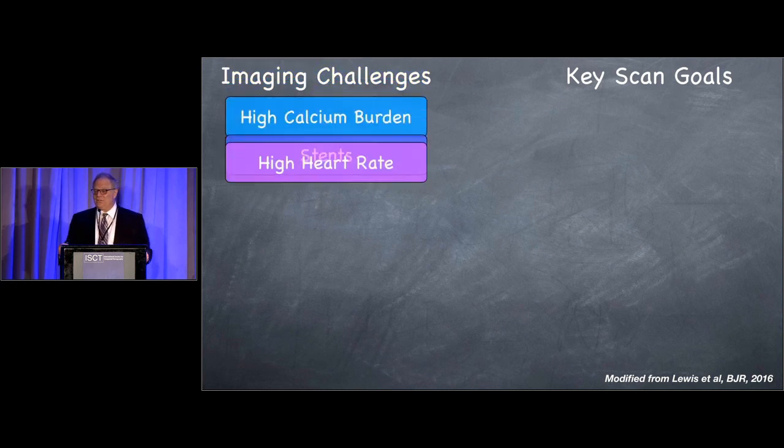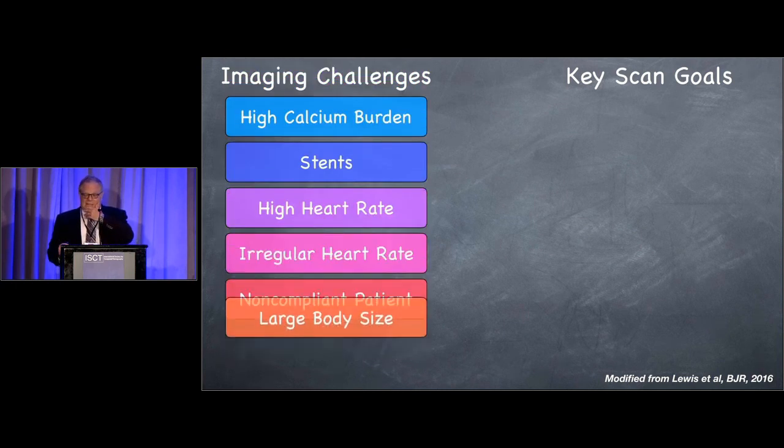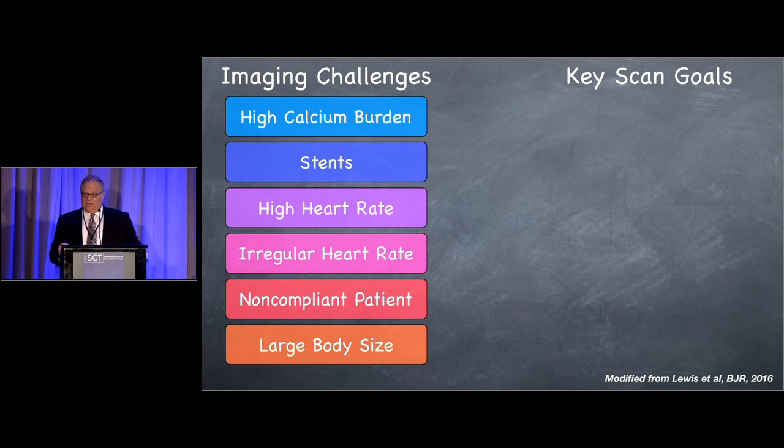So I took some liberty from an article that was published in the British Journal of Radiology a couple of years ago and rearranged and redefined a few of these categories, but I liked the rubric in general. These are some of the imaging challenges that we face based upon the patients that present themselves to us. They're particularly challenging. People with high calcium burden, people who come with stents, people with a high heart rate, irregular heart rate, non-compliant patients, big patients.